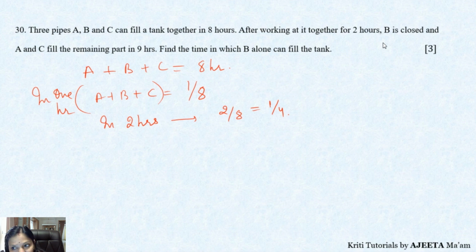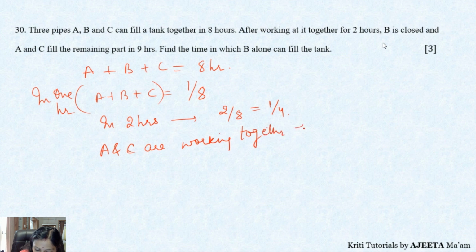Now we have closed B, so A and C are working together. So 3/4 tank is left now, right? Not the full tank. And in how many hours did they fill the remaining part? In 9 hours. So in 1 hour they would have filled 1/12 part of the tank.